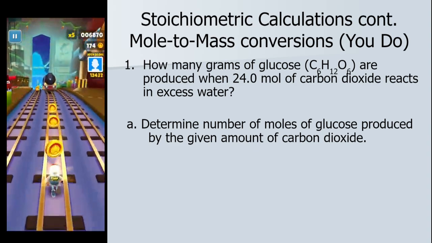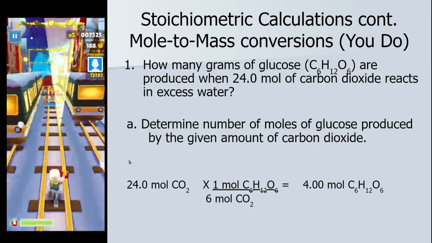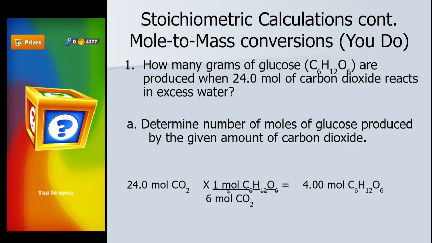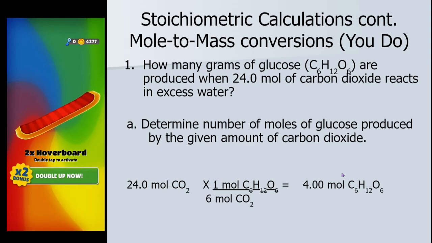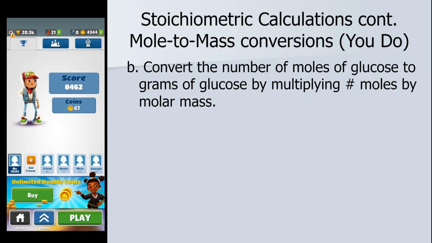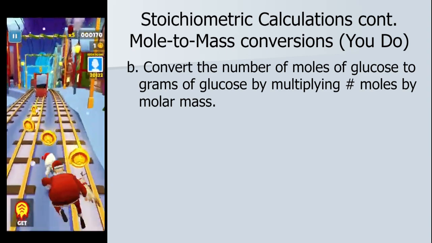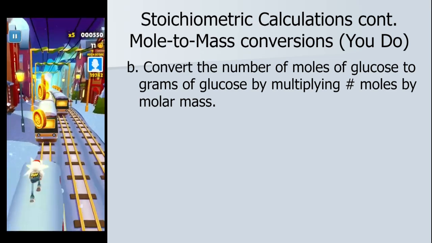Time's up. Moving on. To solve this, we will use the same steps we used before, starting with our known number of moles, which is 24 moles of CO2, multiplied by the mole ratio of 1 to 6, which will give us 4 moles of glucose. The second part of this question asks us to convert the number of moles of glucose to grams of glucose by multiplying the number of moles by the molar mass. Here, it is simply laying out the format of the question. All it asks is for you to plug in the known values. Please take a second to pause and solve for yourself.